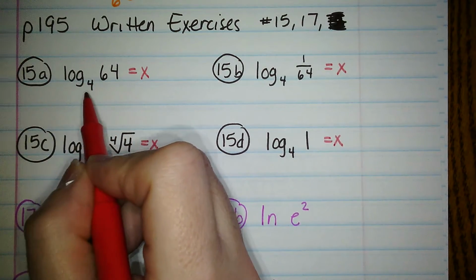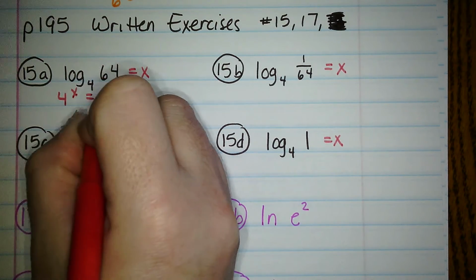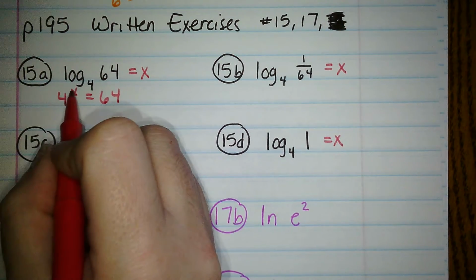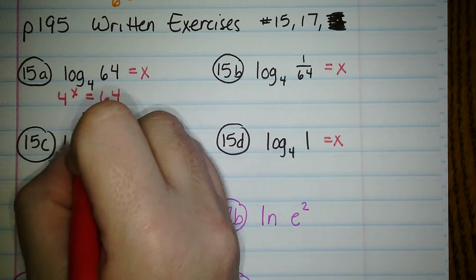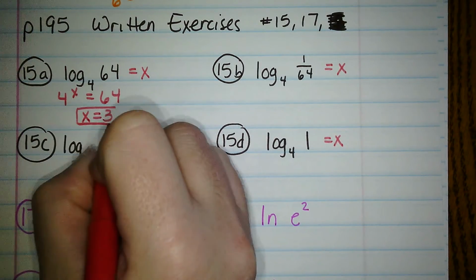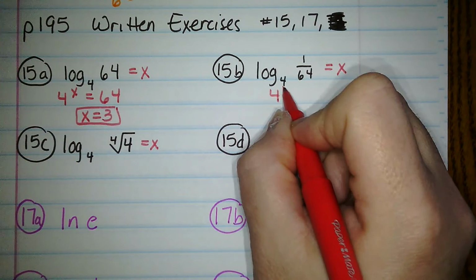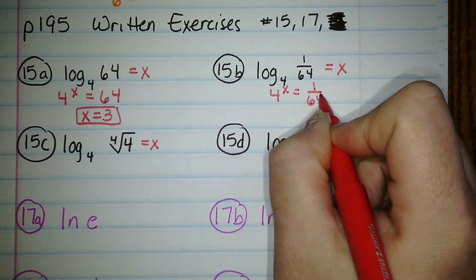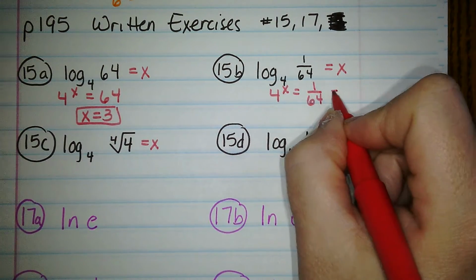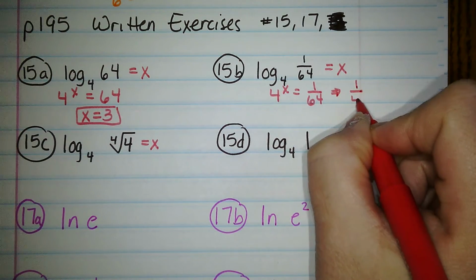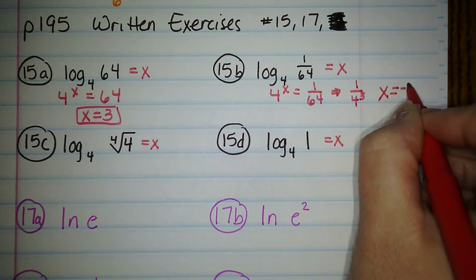Then we're going to take our base, raise it to our exponent, equal our answer. So this is 4 to the x equals 64. And for square root of 16, 4 to the third is 64. For 15b, we have 4 to the x equals 1 over 64. Now, we know that we have to take 64 and turn it into a common base of 4. So that's 4 to the third. But because it's in the denominator, that means that our exponent is going to be negative.